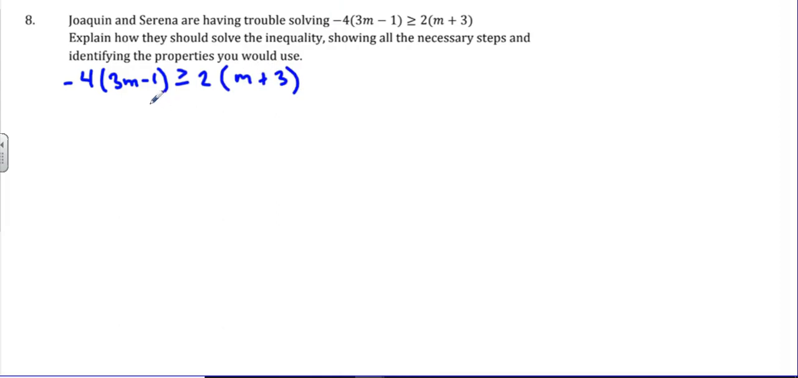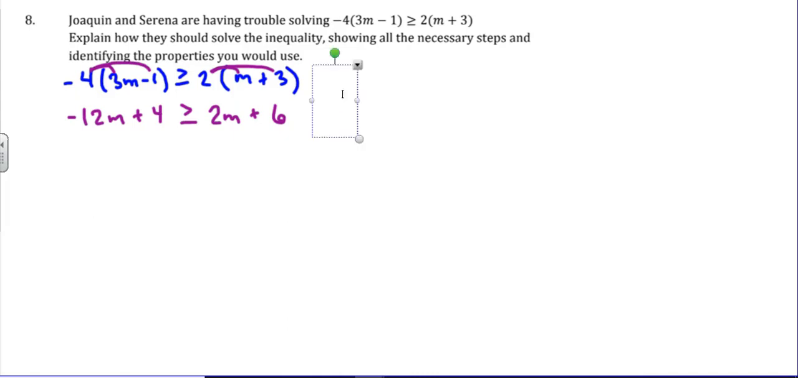So I'm going to start with the distributive property, so that way I no longer would have to worry about these sets of parentheses. So since it's negative 4 times this quantity, I'll multiply negative 4 times both the 3m and the minus 1, or negative 1. So I have negative 12m, then negative 4 times negative 1 is a positive 4. And I'll bring down this inequality sign, and then I'll do the same thing over here. So 2 times m is 2m, plus 2 times 3 is 6. So this was the distributive property.